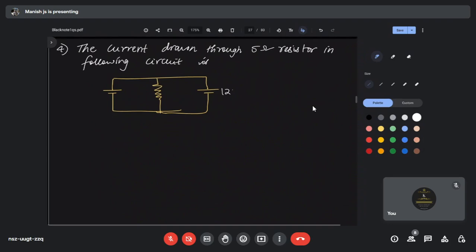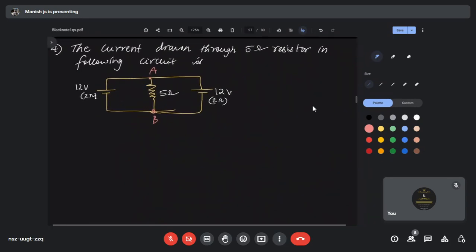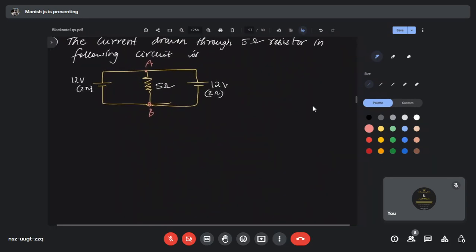I'll give the values. This is 12 volts and 2 ohms. This is also 12 volts and 2 ohms. And the resistor in the middle is a 5 ohm resistor. Okay? Let us mark this as A, let us mark this as B. So I have marked those nodes in the circuit. So this is what is given.